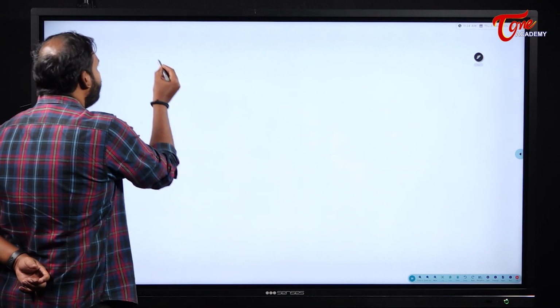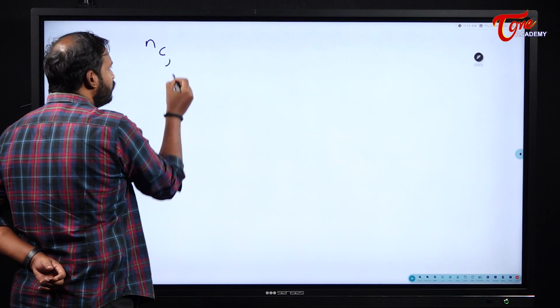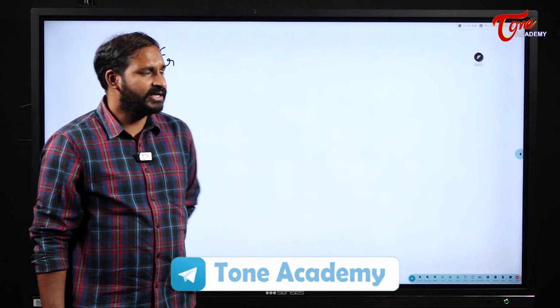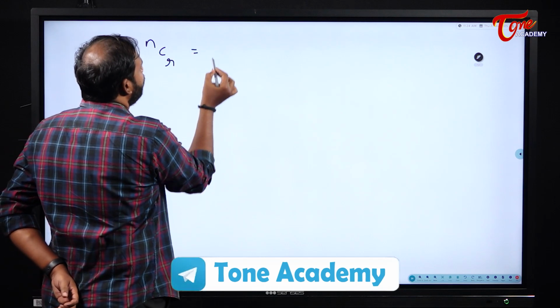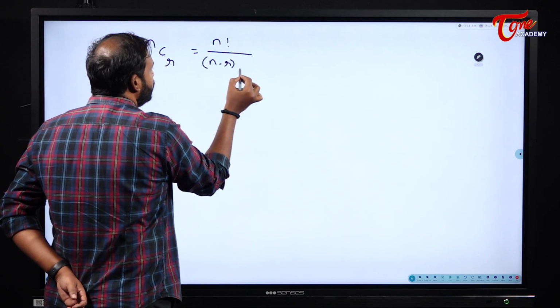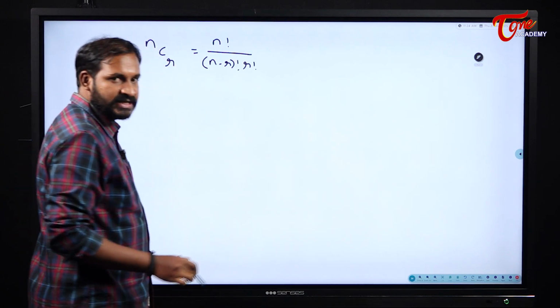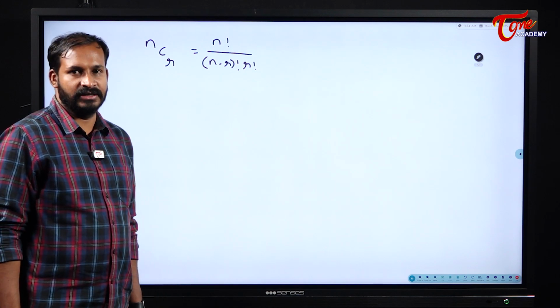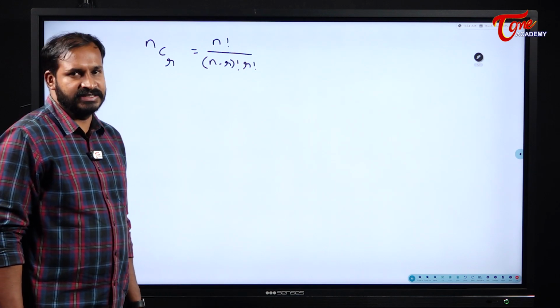The formula for combinations is nCr. I told you combinations is nothing but selection or choosing the things. So the nCr formula is equal to n factorial by (n minus r) factorial into r factorial. This is the thing which we will have in the nCr case.